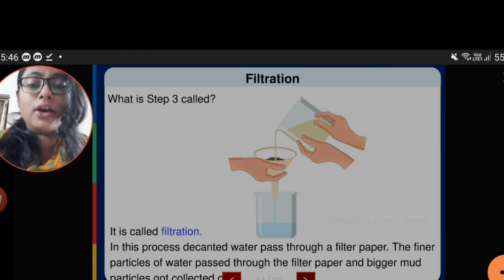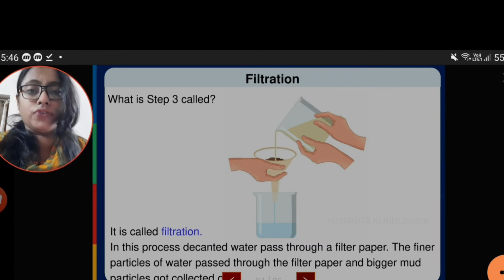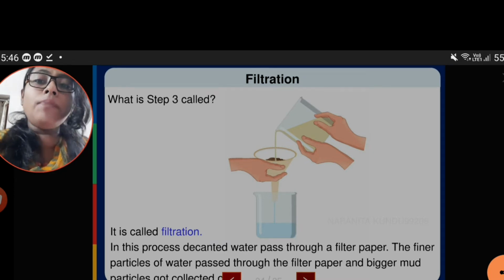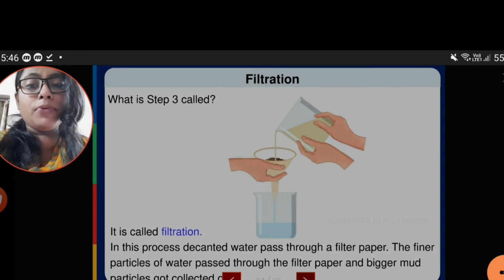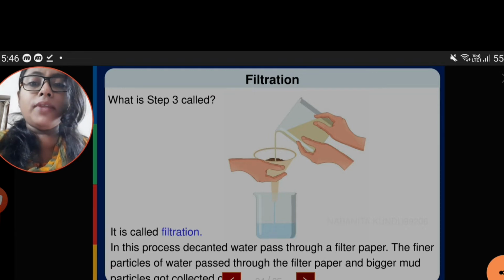So there are three steps. What are the steps? First we discussed sedimentation. Second we discussed decantation. Third we discussed filtration. But evaporation is also there, from where we can separate the solid from the liquid. Due to evaporation, with the help of heat, the water particles will evaporate, and the solid particles will remain inside the pot, or you can say the beaker. So evaporation is also one process of separating solid from liquid.